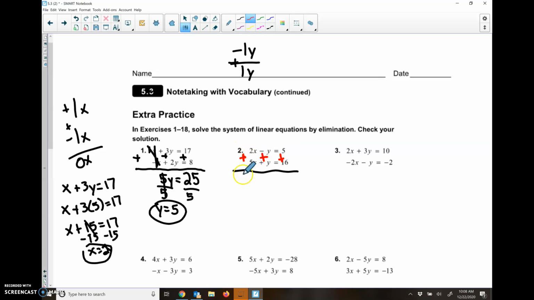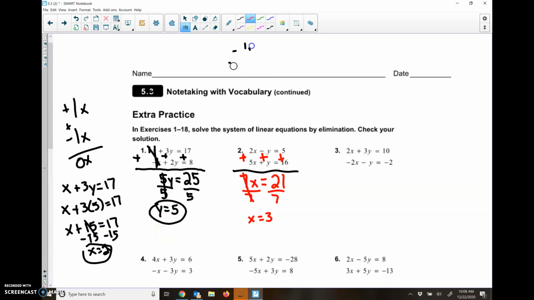So I have 2x and 5x. That makes 7x. Like we said, negative 1y plus 1y gives us 0y. And then 5 plus 16 is 21. Divide both sides by 7. And we figure out x is 3. So now this time a little different. First one I solved for y first. This one I solve for x first.